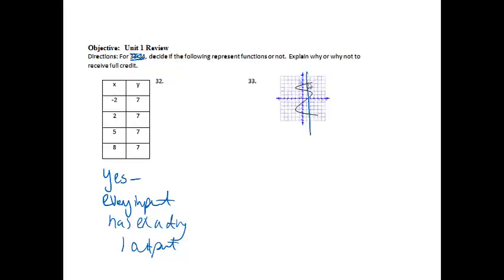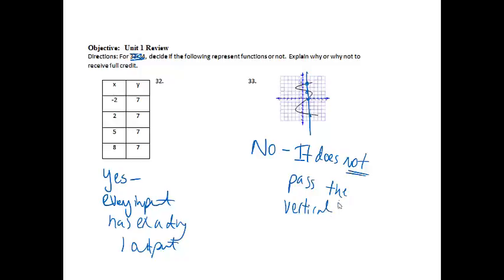Okay, number 33, if we're given a graph, the vertical line test works quite nicely. So if I draw a vertical line, I notice that vertical line passes through 4 times. It's only allowed to pass through once, so I'm going to say no, and I'm going to say it does not pass the vertical line test. And there we got it.